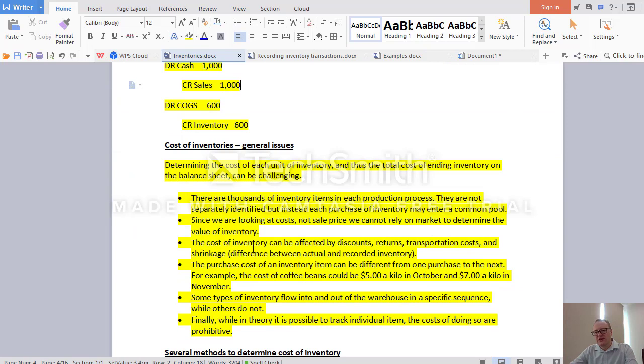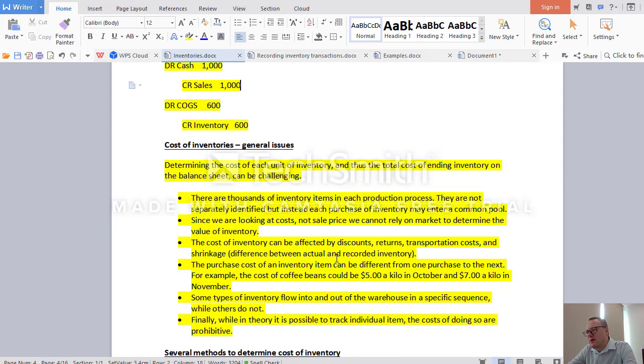So, the general issues related to inventories. There are thousands of inventory items in each production process, and sometimes it's impossible to separately identify them. There is no market for inventories, for unfinished goods, for example, or for supplies that you just purchased. Therefore, you do not have a market price. You have only the cost. There will be various discounts, allowances, transportation issues and returns, and shrinkage as well, meaning inventory loss. So it will all affect the cost of inventory.